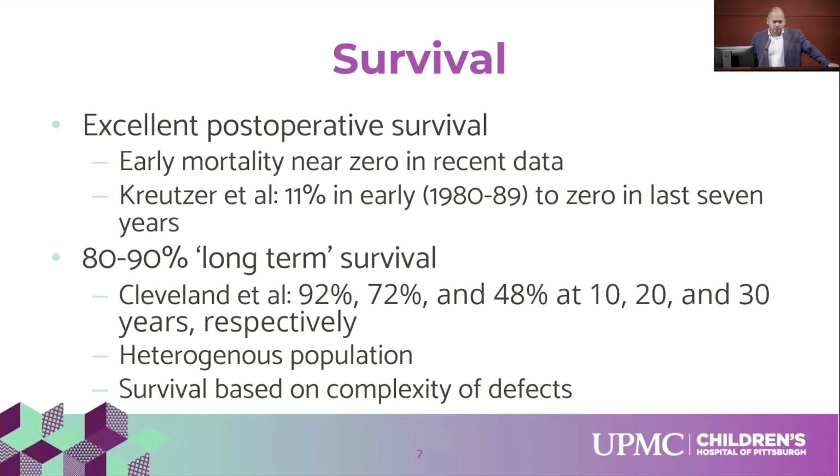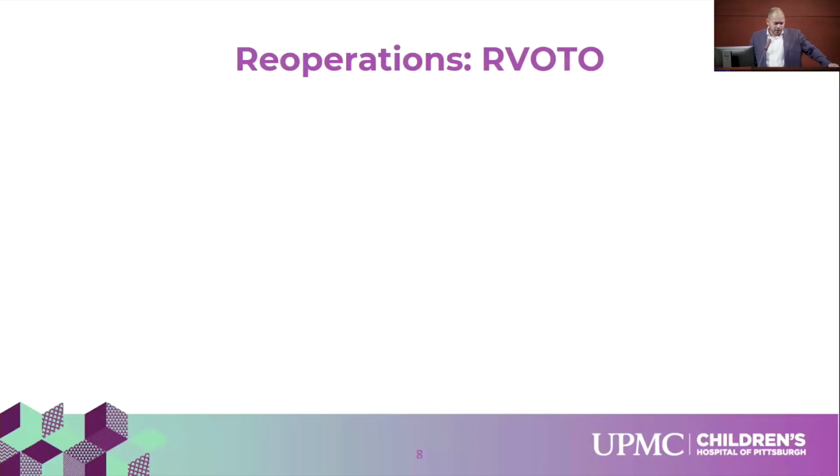The paper by Cleveland et al. reported 92, 72, and 48% survival at 10, 20, and 30 years. But this is an extremely heterogeneous population, so the survival can vary based on the complexity of these defects. So what about reoperations on the right ventricular outflow tract?